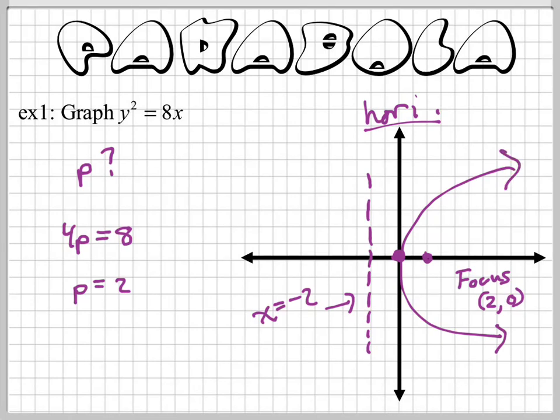Now, the 4p comes from our equation. What if p equaled -2? What would change about our graph? It mainly changes our focus point. Our focus point goes over this way instead, and our graph would be opening up to the left instead of opening up to the right. Does that make sense? Alright, cool.